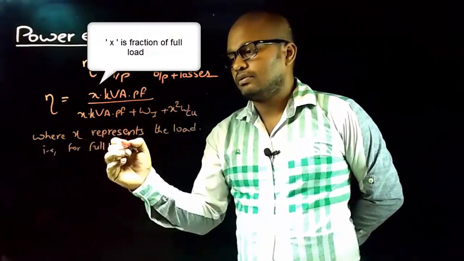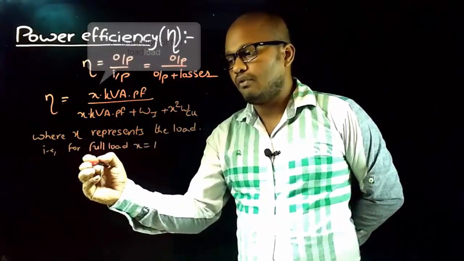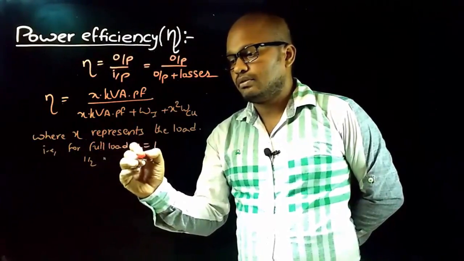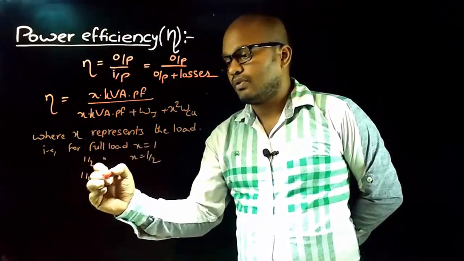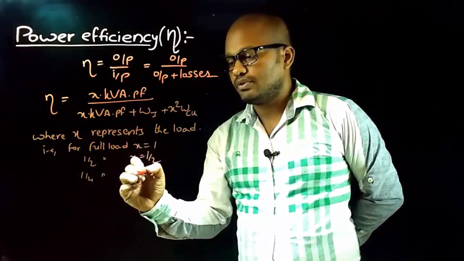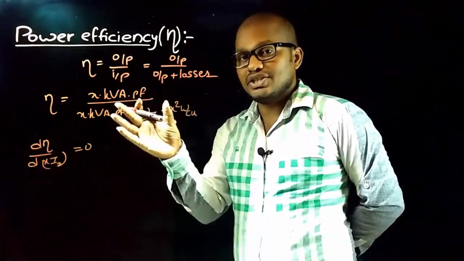load, that is for full load X is equal to 1, and for half load X is equal to 1 by 2, and for 1/4 of full load X is equal to 1 by 4, and so on. Now let's find out the condition for maximum efficiency.